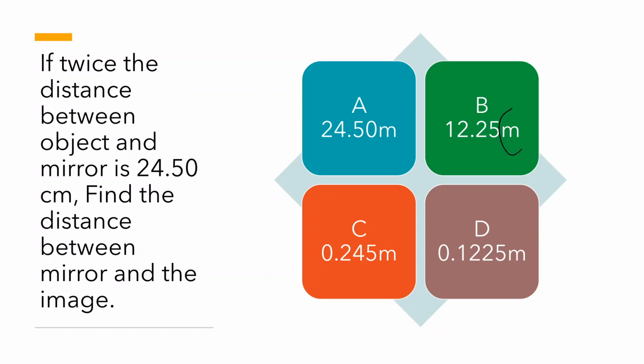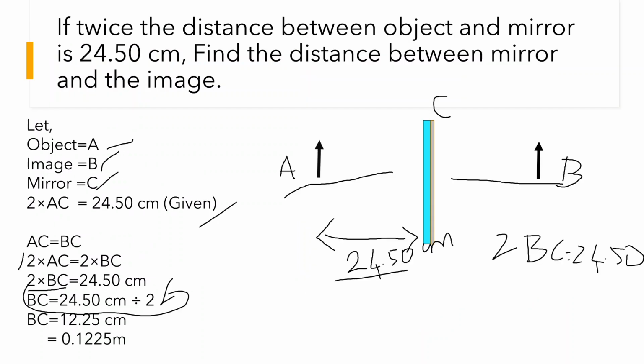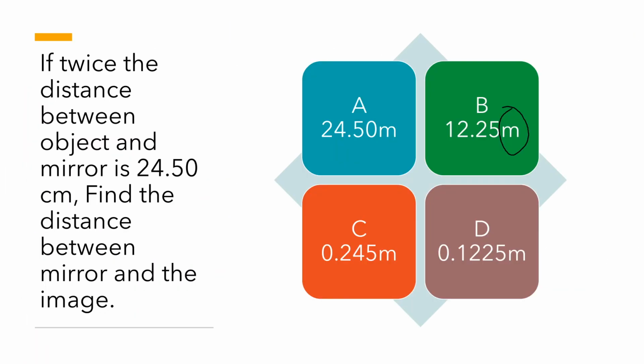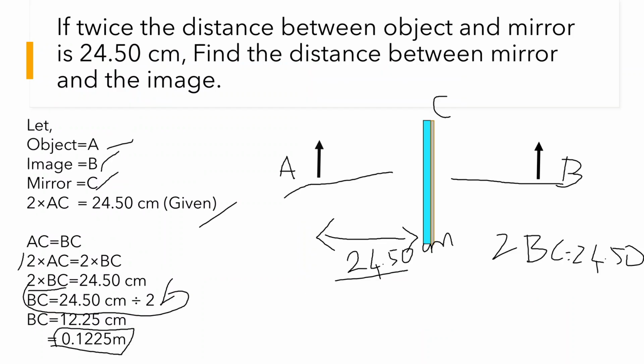Let's check if that answer is there. 12.25 is in meter, so we want centimeter. We convert that to centimeter and we get 0.1225, which is the correct one. We'll check whether that is there. 0.1225, that is there. So yeah, next question. That's the end of the question time.